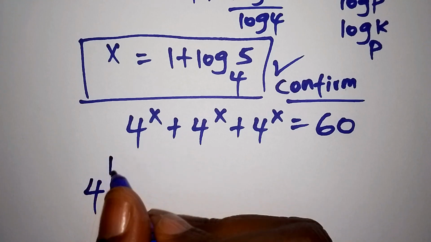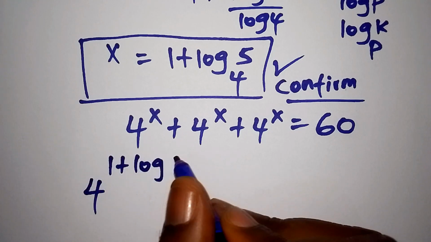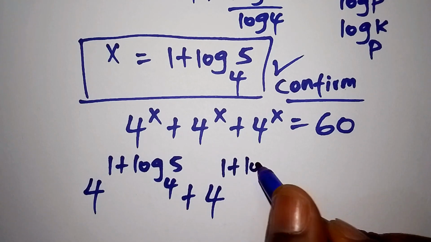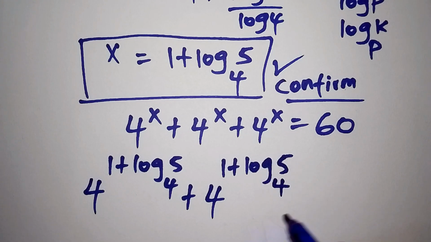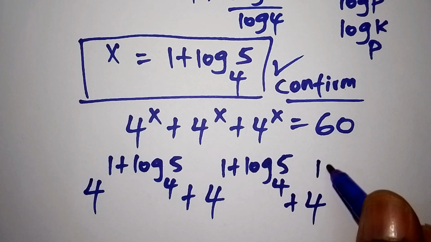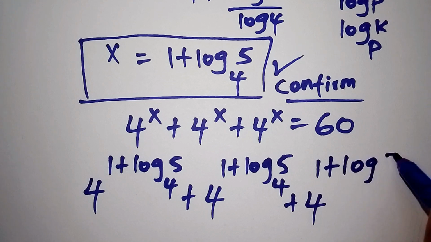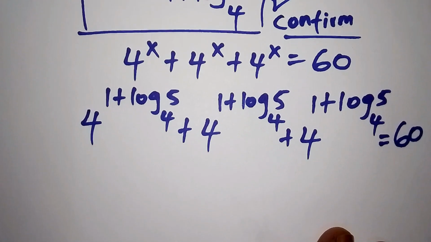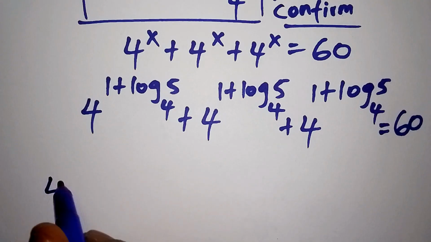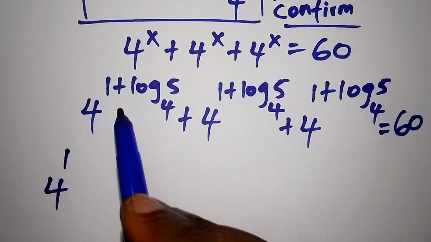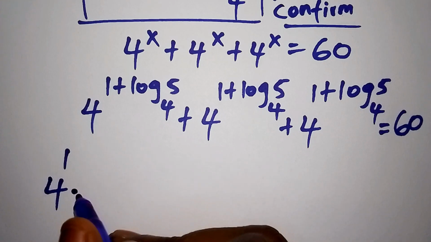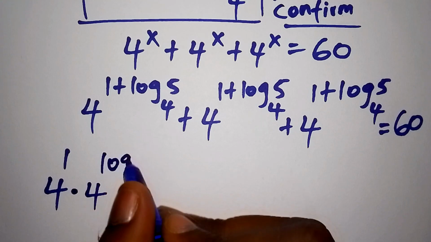So we shall have 4 to the power of 1 plus the log of 5 to the base of 4, again plus 4 to the power of 1 plus the log of 5 to the base of 4, then again plus 4 to the power of 1 plus the log of 5 to the base of 4, is equals to 60. So we shall rewrite it in a fresh way: 4 to the power of 1, then the plus means it's a multiplication according to the law of logarithm, so multiply by 4 to the power of the log of 5 to the base of 4.